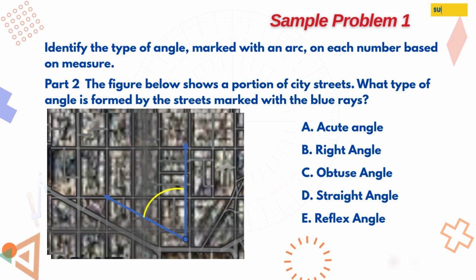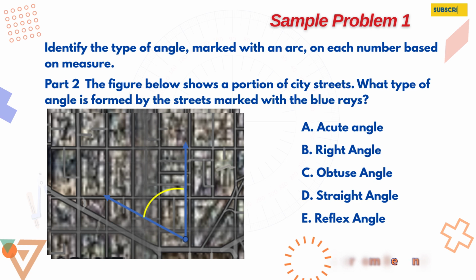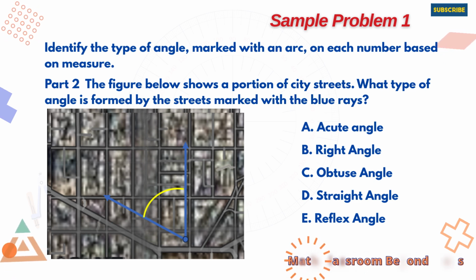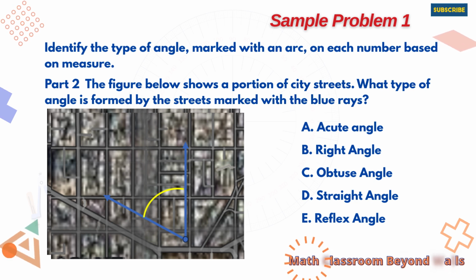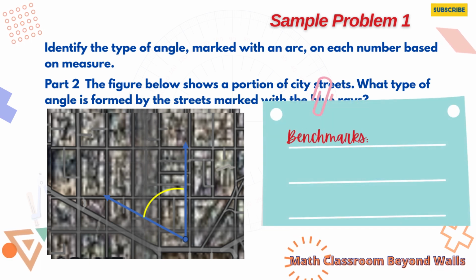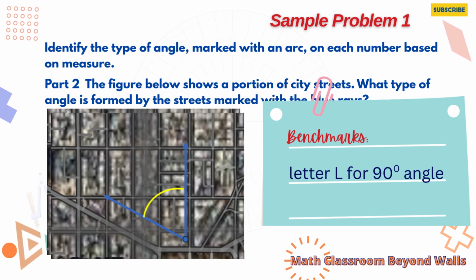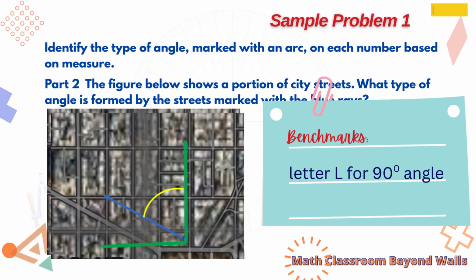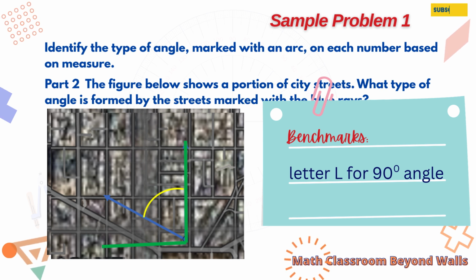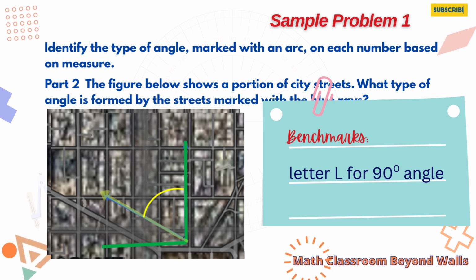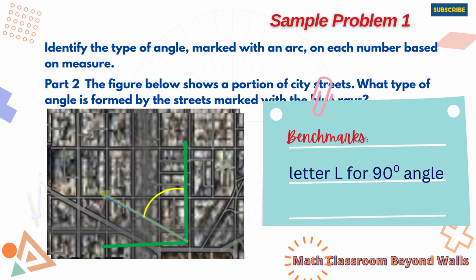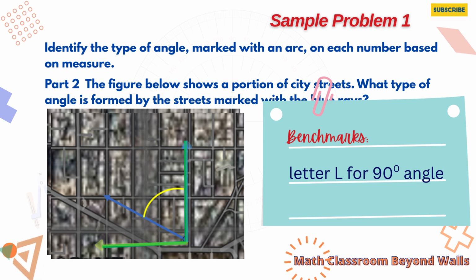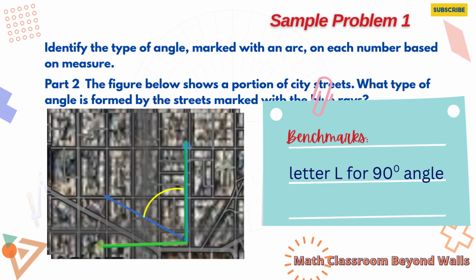Now, on to part 2. Again, a photograph is given, this time that of city streets. To answer the question, recall again our benchmark, L for 90-degree angle. Now, is the shape of the angle an L? Okay, so no. The terminal side of the angle is closer to its initial side than the terminal side of the L-shaped angle, the 90-degree angle.